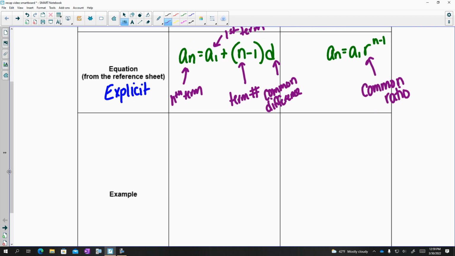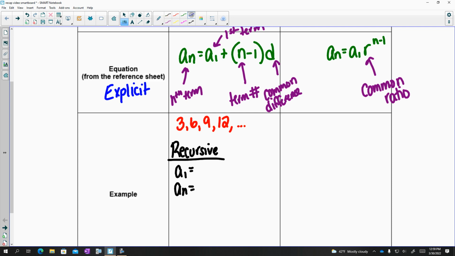So let's take a look at an example for each. For arithmetic, let's say my sequence is 3, 6, 9, 12, and so on. Let's start with a recursive formula. In a recursive formula, remember we need a first term, and then we need a pattern that shows the previous term plus something. Or if it's multiplying, the previous term times something.